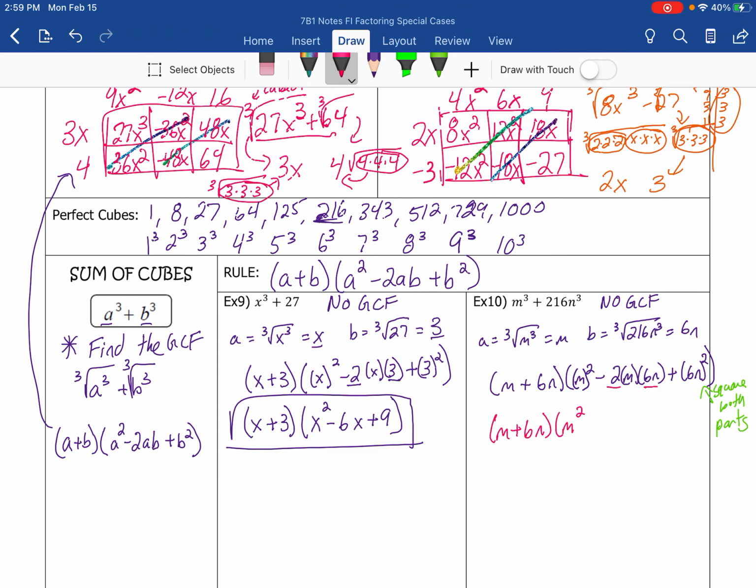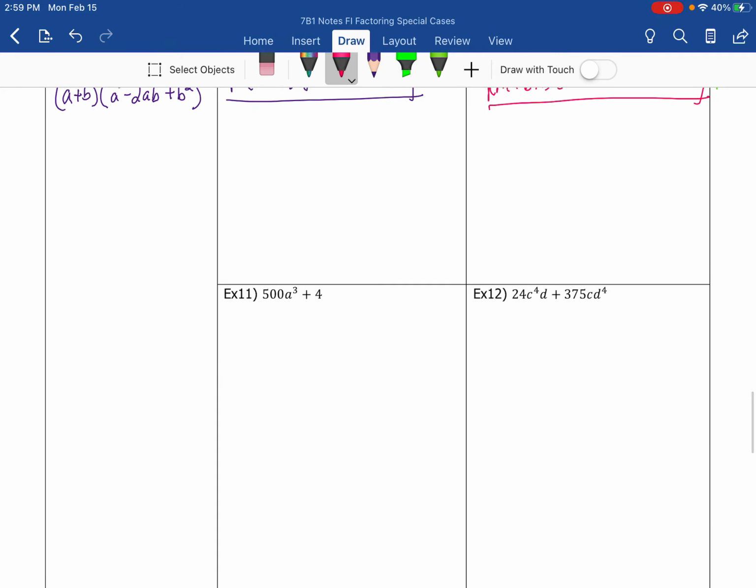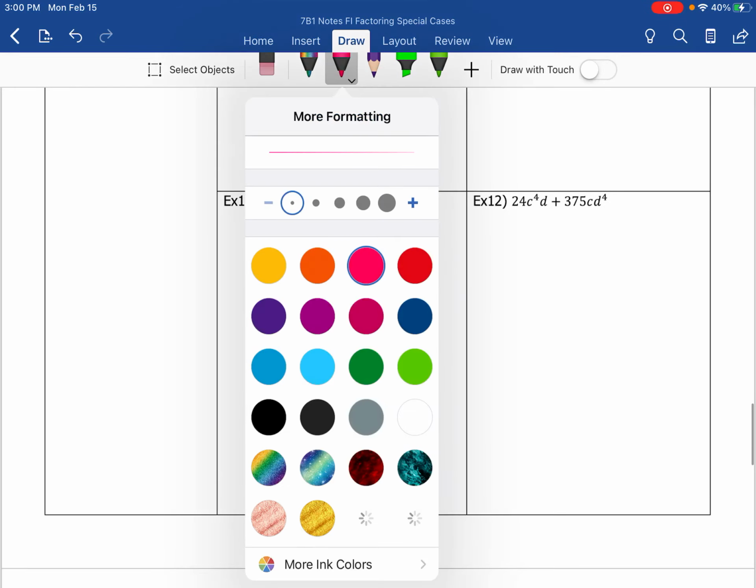So when I finish this out, this is going to be m plus 6n. M squared is just m squared. I multiply my two numbers out. So negative 2 times 6 is negative 12mn, and when you think about putting your variables in, I always do it in alphabetical order. Plus, that's not 6n squared. That's actually going to be, remember that 6 squared is 36, that's going to be 36n squared. Okay, so square the 6 too. Square both parts. That's what students mess up. And so this is your final answer. It's just a matter of using the formula.